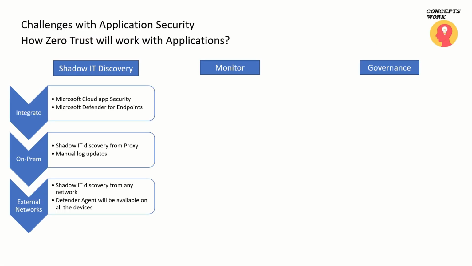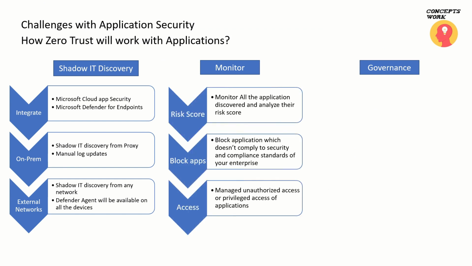Right. Now, let's talk about the monitor section itself. The first point of the monitor section says that you should do the analysis of risk score. And based on your analysis, you should have policies wherein you go ahead and block the applications which are not required. But there is one more thing, which is the access point that I have mentioned over here, and which is very important. Now think about it like this.